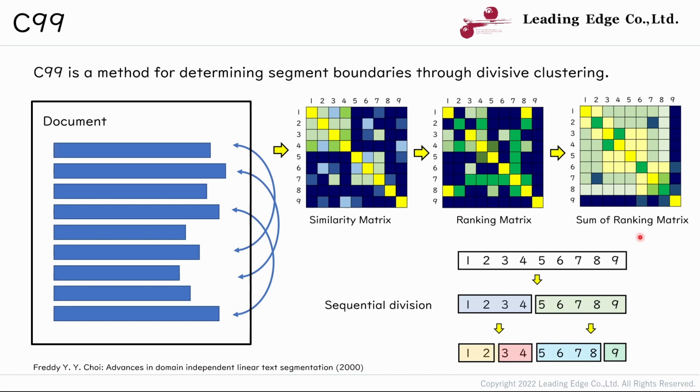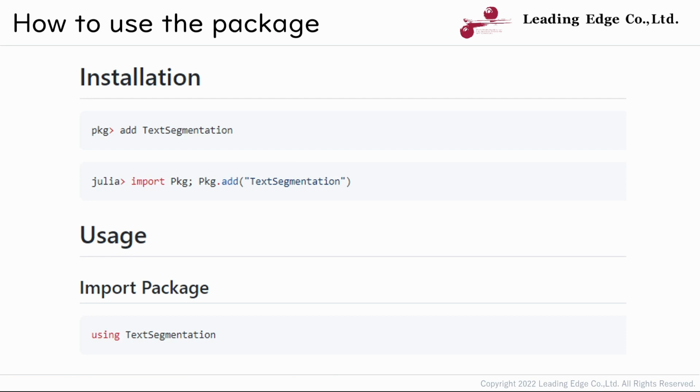C99 uses this as the feature value and proceeds with segmentation sequentially, as shown in the figure below right. For example, the first segmentation is done at the segment boundary between 4 and 5, and then segment boundaries are predicted for sentences 1 to 4 and 5 to 9, respectively. Now, I would like to show you a simple example of text segmentation.